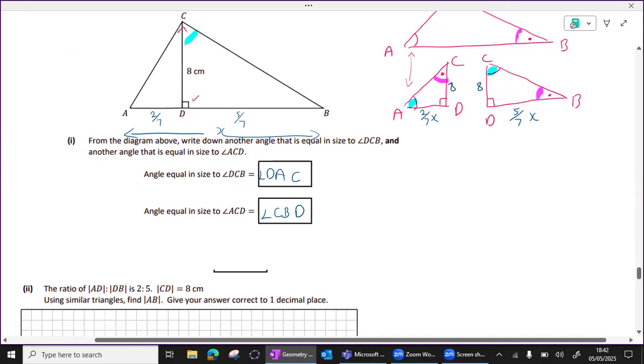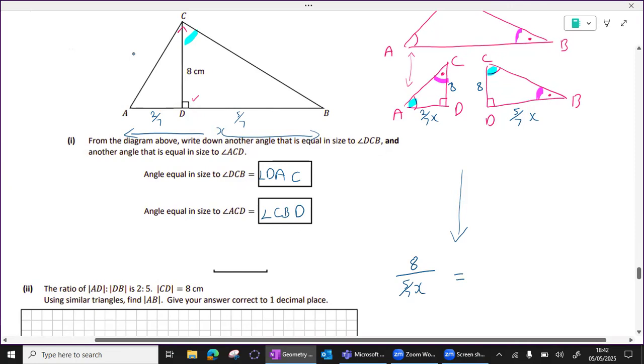Using similar triangles, find the length of AB. So ultimately we want to find X, don't we? The full length of the side. So how do we use similar triangles to do this? So what I'm going to do is pick a side from the one on the left. So for example, 8. Now 8 is across the way from the blue. So what's across the way from the blue on the other one? The 5/7 X. We're going to let that equal 2.